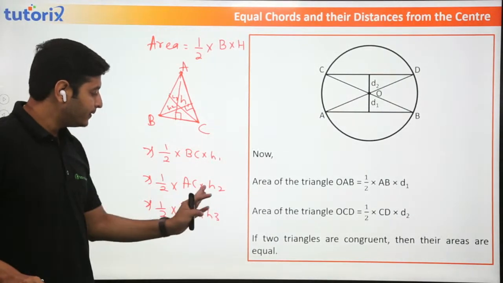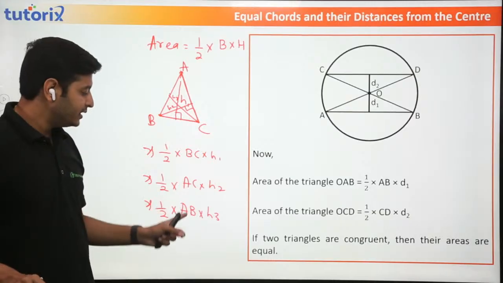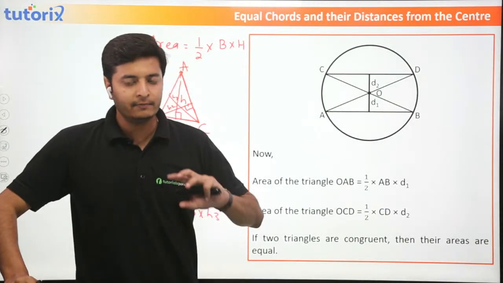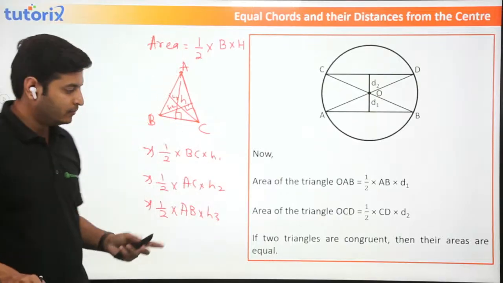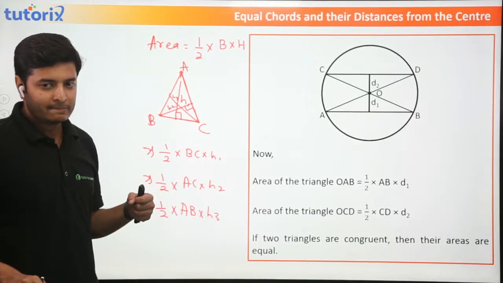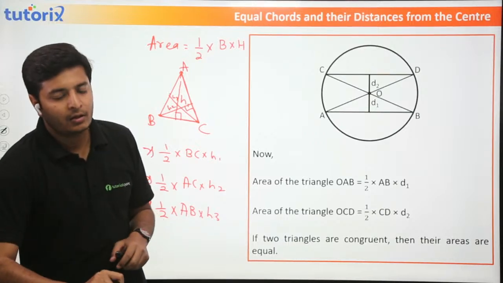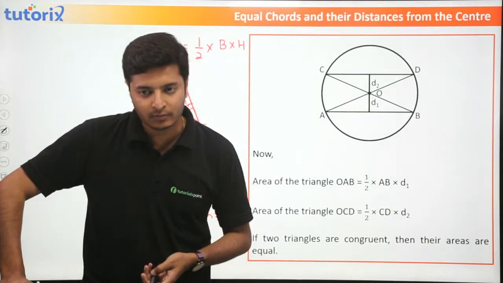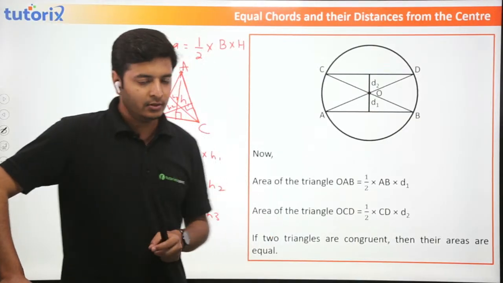Now, let me ask you one thing. Although we are using different values, BC, AC, AB, h1, h2, h3, the final value will remain the same or not for all three of them? Will it remain the same? Yes, sir. Because they are nothing but the area of the same triangle, no? So the final answer will remain the same only.